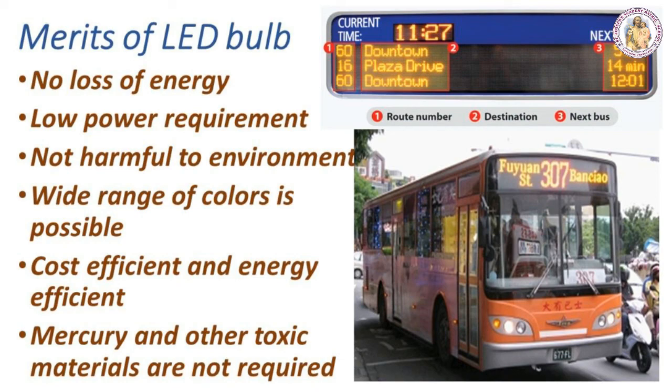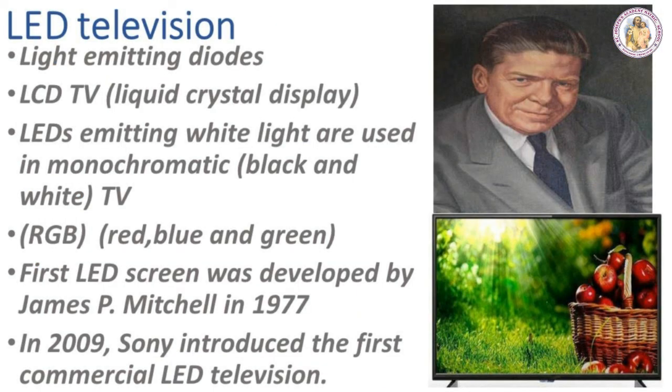LED television. LED television is one of the most important applications of light emitting diodes. An LED TV is actually an LCD TV. LCD is liquid crystal display with LED display. LEDs emitting white light are used in monochrome black and white TV; red, green and blue RGB LEDs are used in color television.